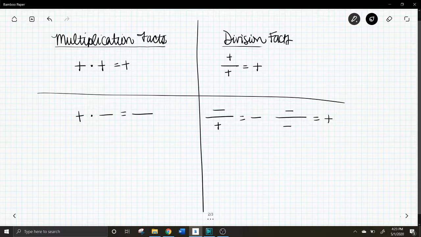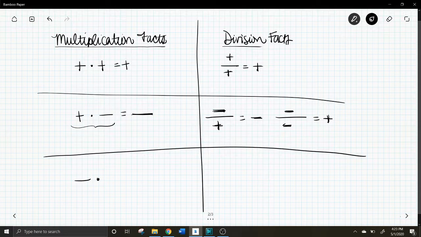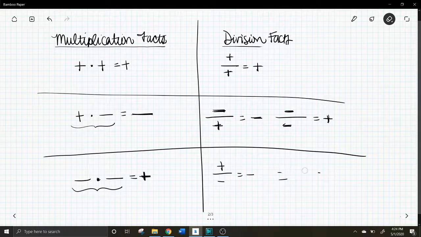So basically, if you ever have two of the same signs, it's going to be positive. If you have two opposite signs, it's going to be negative. And then our final set of facts, we've got a negative times a negative equals a positive. So remember what I just said, if you have two of the same signs, it's going to be positive. If you have two opposite signs, the answer is going to be negative. And that's whether you're looking at division or multiplication.